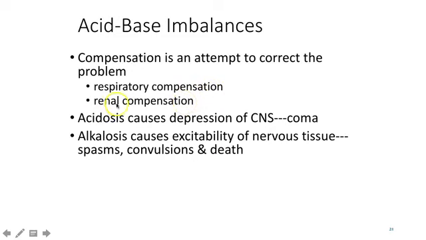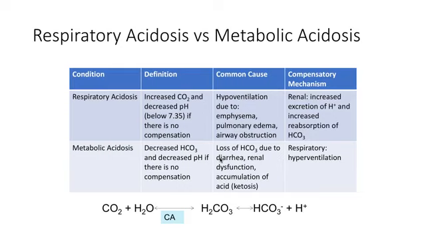And why do you care? Well, if your blood becomes too acidic, it can cause problems with the central nervous system, resulting in a coma. That's clearly not a good thing. And if it becomes too basic, it can cause neurons to fire too much, which can cause spasms, convulsions, and death. That's not so good either. So again, we need to keep the acid-base balance in check.